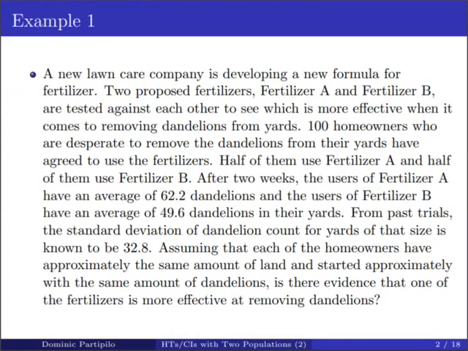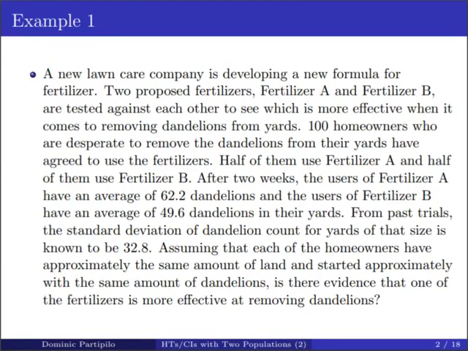A new lawn care company is developing a new formula for fertilizer. So there are two proposed fertilizers. One of them is fertilizer A and the other one is fertilizer B. And they're tested against each other to see which one is more effective when it comes to removing dandelions from yards. So we have 100 homeowners who are desperate to remove the dandelions from the yards, and they agreed to use the fertilizers. So half of them use fertilizer A and half of them use fertilizer B, and we're assigning them randomly.